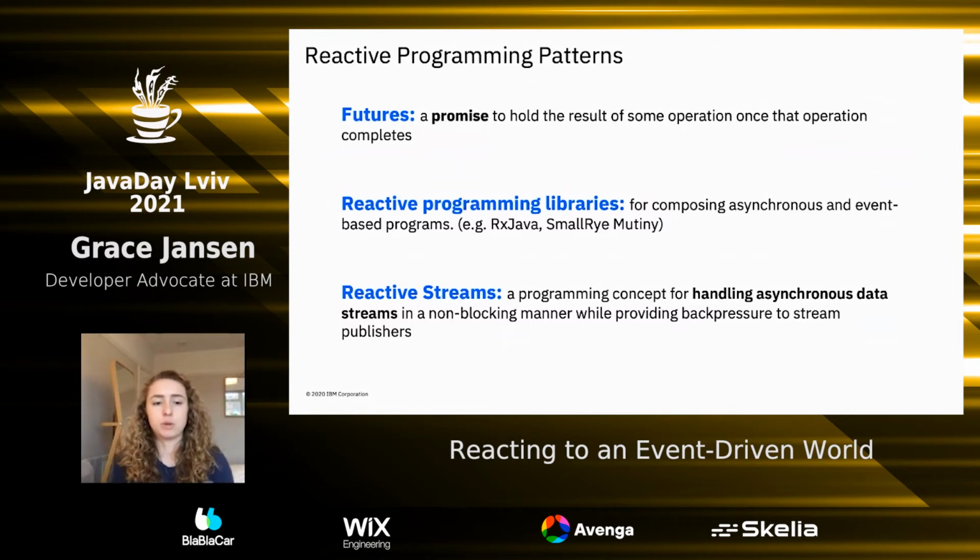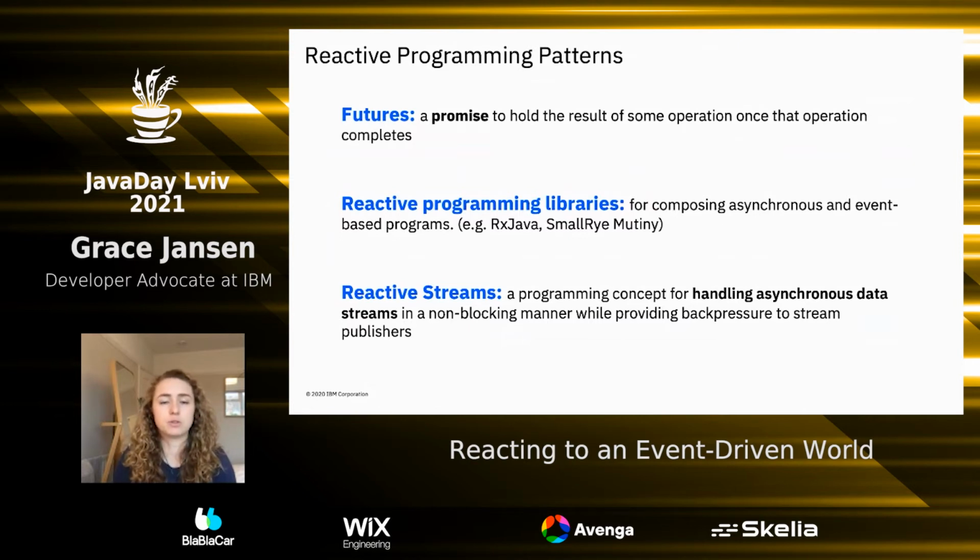Then we have things like reactive programming libraries, and they're really designed for composing asynchronous and event-based programs, enabling many of the characteristics we've seen in that manifesto. Examples include RxJava and SmallRye Mutiny. And many of the frameworks we'll take a look at utilize these reactive programming libraries within them.